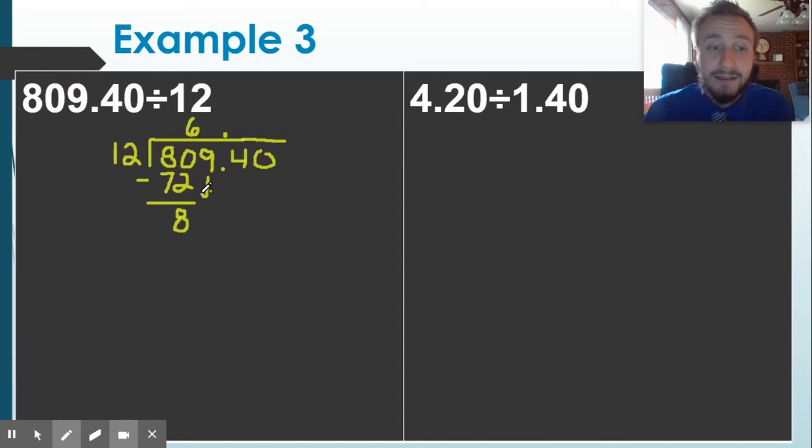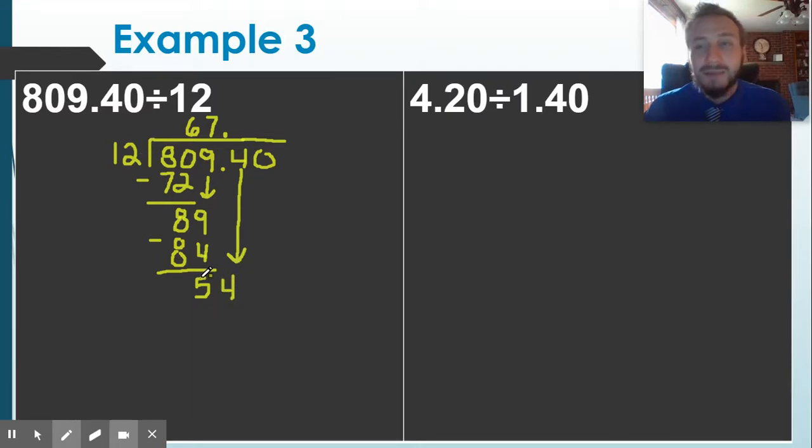Now we bring down this 9. And now we need to see how many times 12 goes into 89. 12 times what gets you pretty close to 89? Well, if we know 12 times 6 gives us 72, and that's kind of close, 12 times 7 should get you even closer, right? And 12 times 7 is 84. 89 minus 84 gives you 5 left. Bring down the 4, so we're going to keep on going.